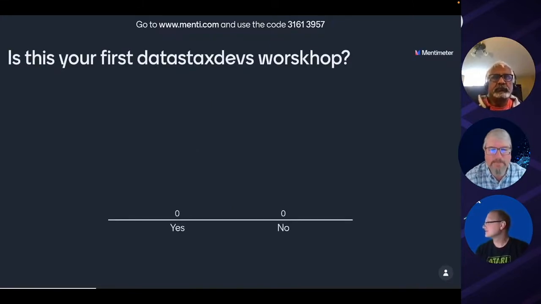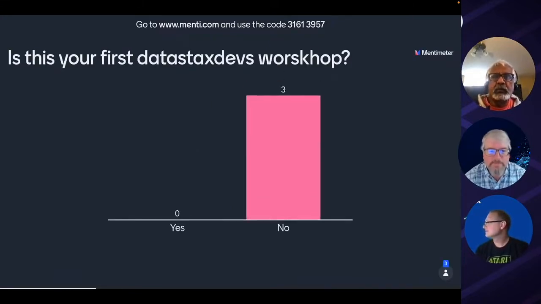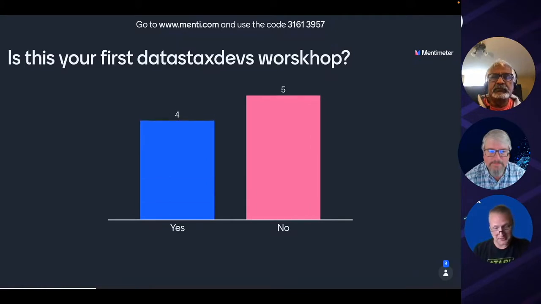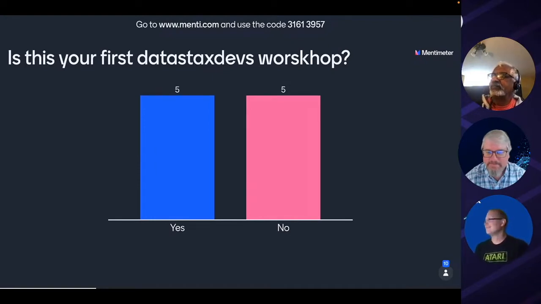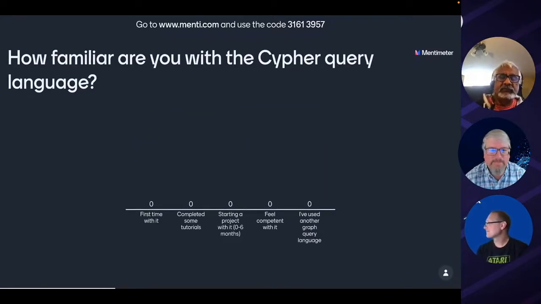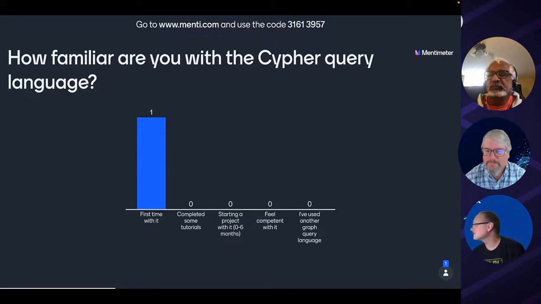All right. Outstanding. Rags, why don't you jump to the next one? Yeah, there we go. So is this your first DataStax Devs workshop? Well, I'm seeing a bunch of no's, so that's good. And you know what? I'm also going to say no. Oh, hey, we've got a couple of new people. Several. Excellent. It's good to see some new folks out here. All right, I think that's everyone.